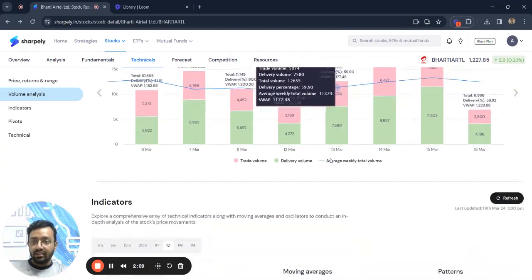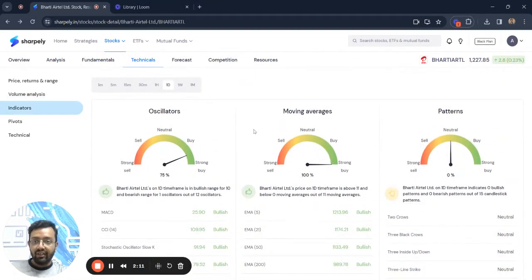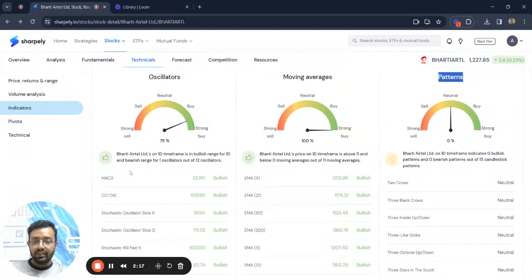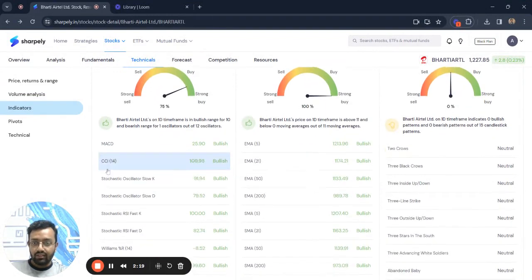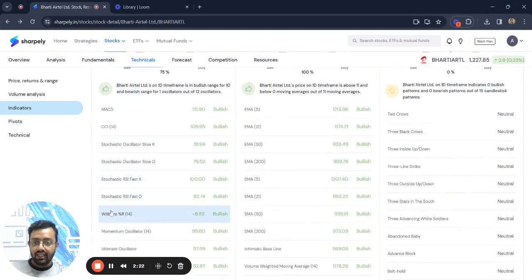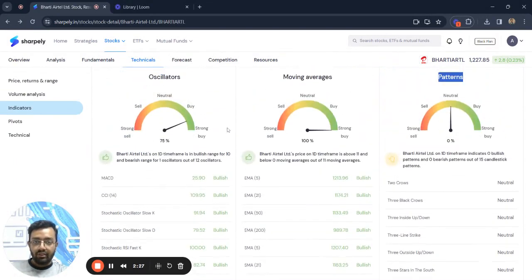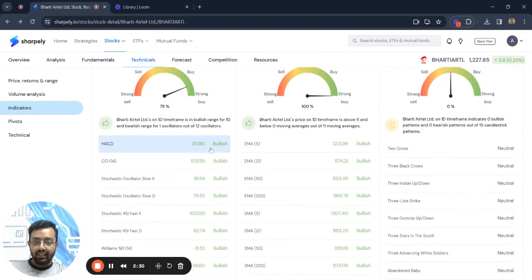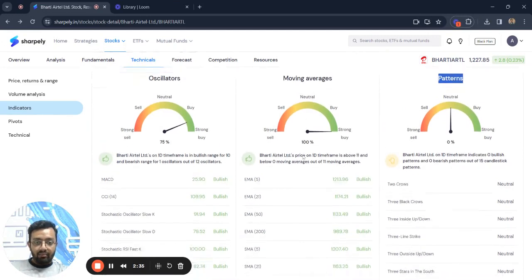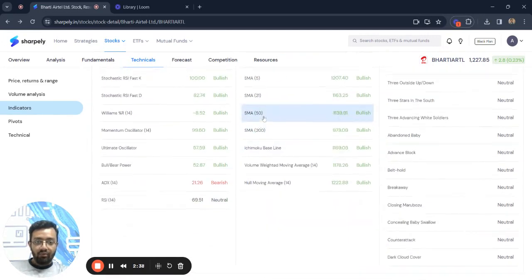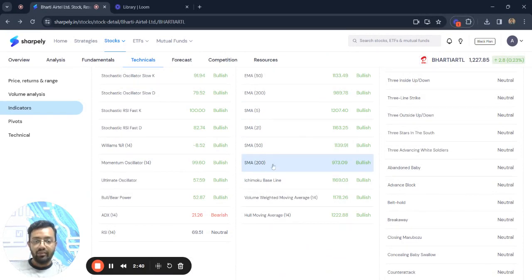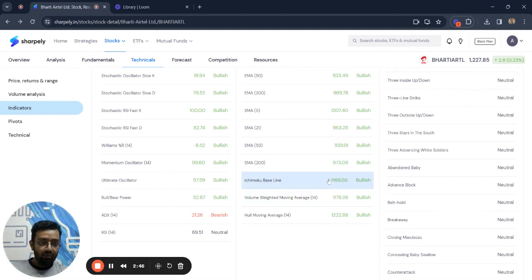The next section is the indicators. Here we divide the data into three parts: oscillators, moving averages, and patterns. Now in oscillators, there are a total of 12 oscillators from MACD to CCI, Williams percentage R, and many more. And based on that, we provide the data like, are they providing a bullish signal or a bearish signal? And in moving averages, we have exponential moving averages, simple moving averages, we also have Hull moving average, and volume weighted moving average as well.